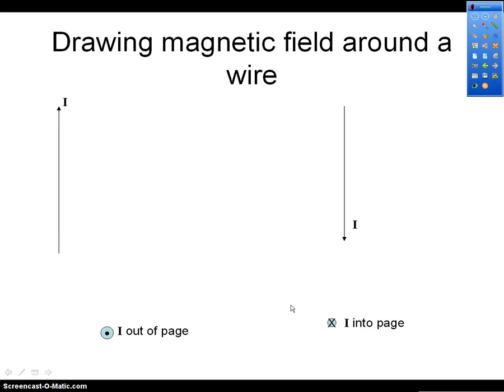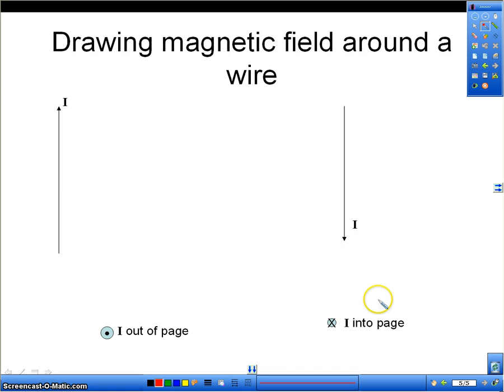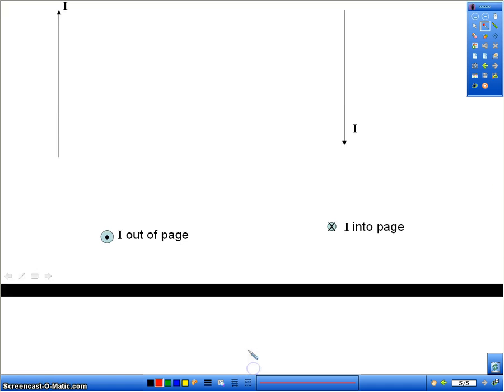So drawing the magnetic field, I'm going to give you a second to draw the magnetic field lines around all four of these different wires. So pause the video for a second, then draw the magnetic fields, and then when you unpause it, you will hear what my answer is.